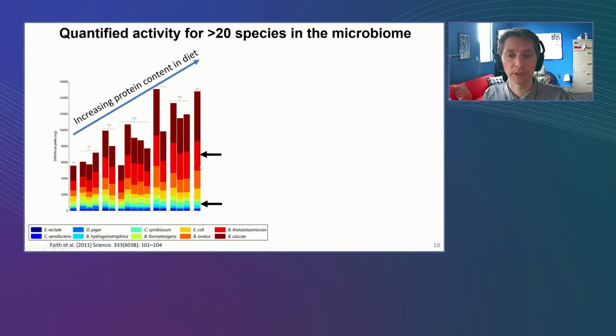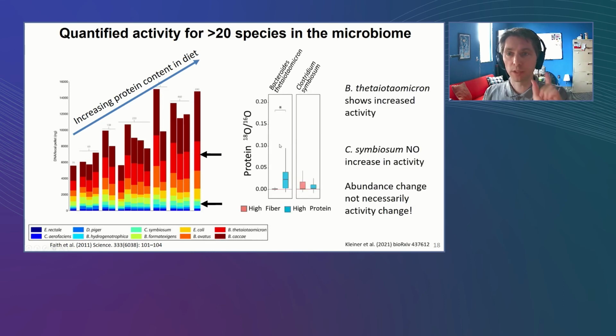Just looking at two of the species in this data set, B theta increases in abundance and Clostridium symbiosum increases in abundance. And now again, the question was, do they actually increase in terms of activity or just in terms of abundance? And how does that connect? So here's just a small snippet of the data that we generated with the bioreactor experiment.